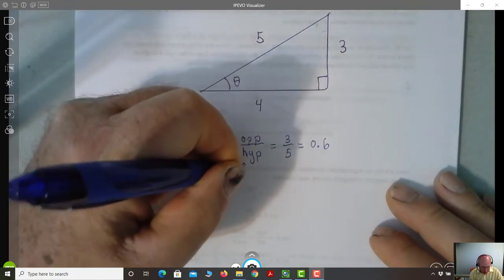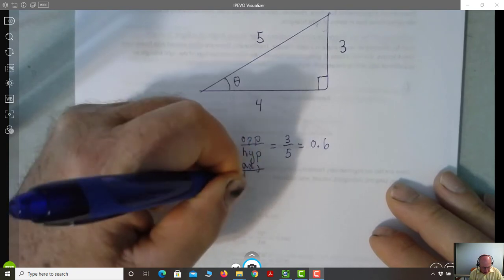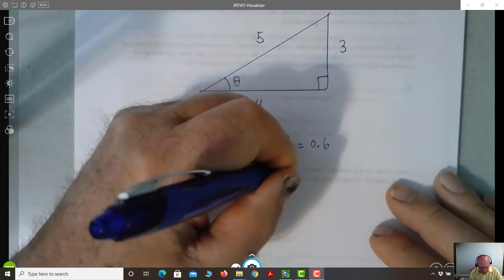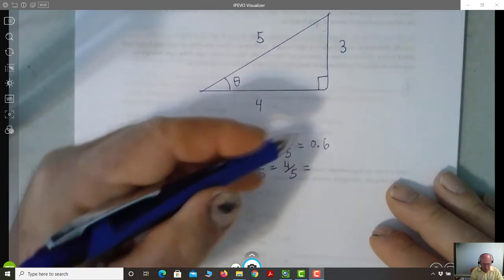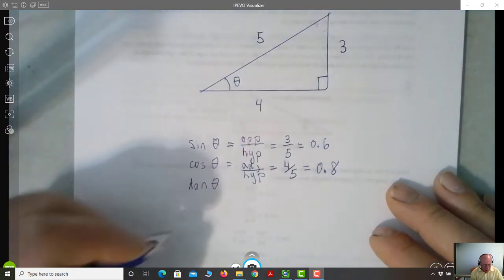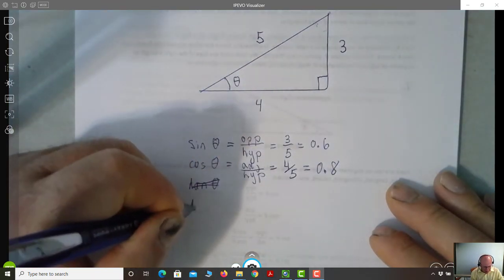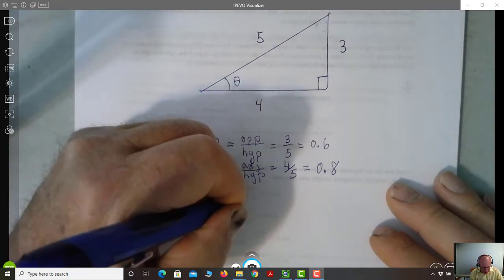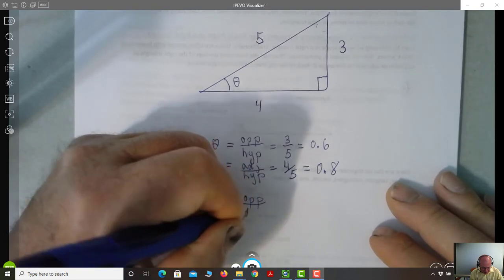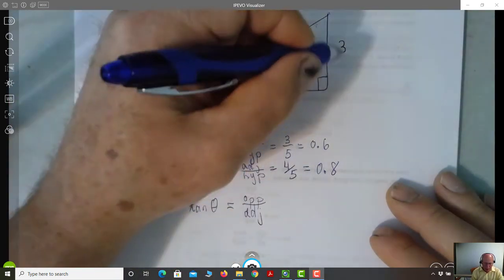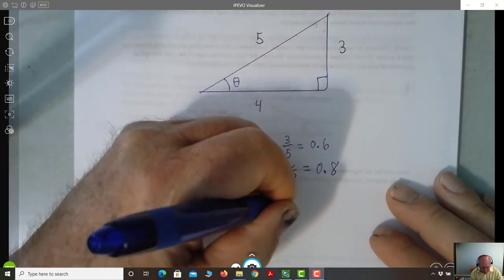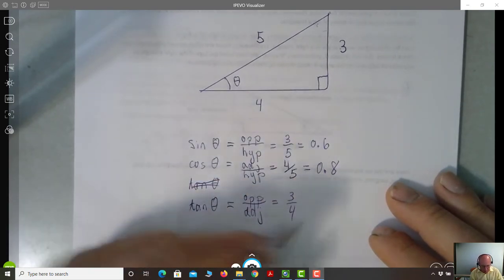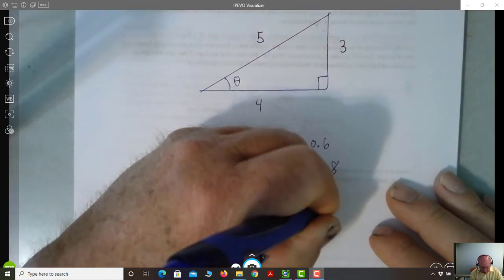Cosine of theta is adjacent over hypotenuse. The length of the adjacent is 4. 4 over 5, multiplying up and down by 2, we get 0.8. And finally, I didn't give myself quite enough room. Let's move that down. Tan theta is opposite over adjacent. The opposite side has length 3. The adjacent side to theta has length 4, so that's 3/4 or 0.75.